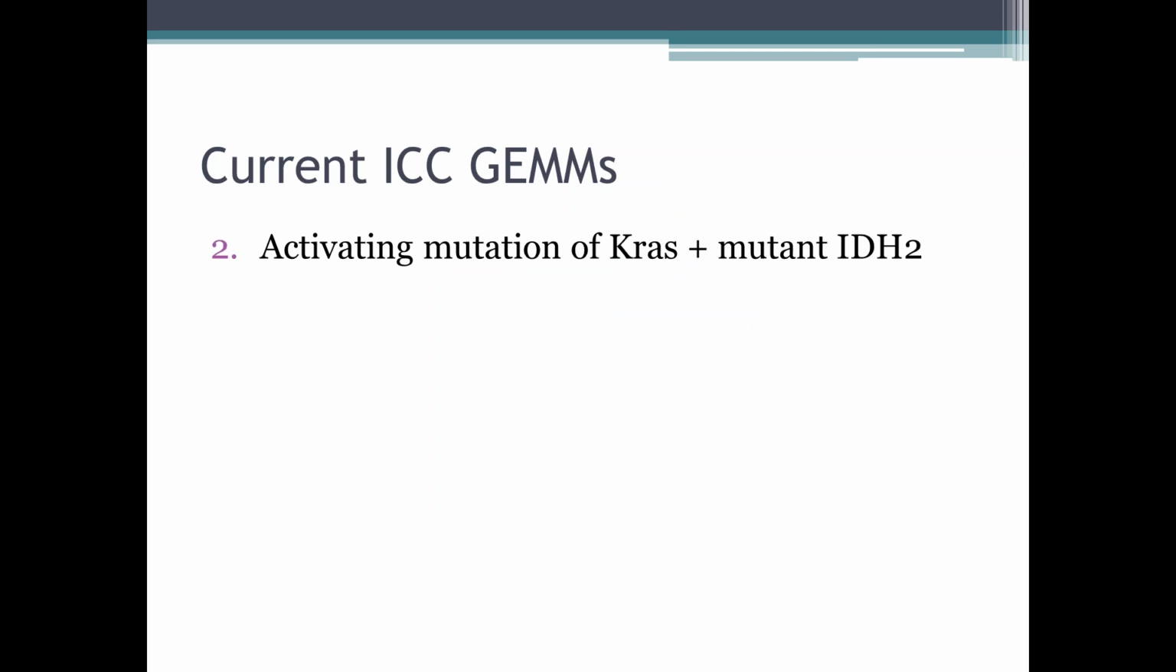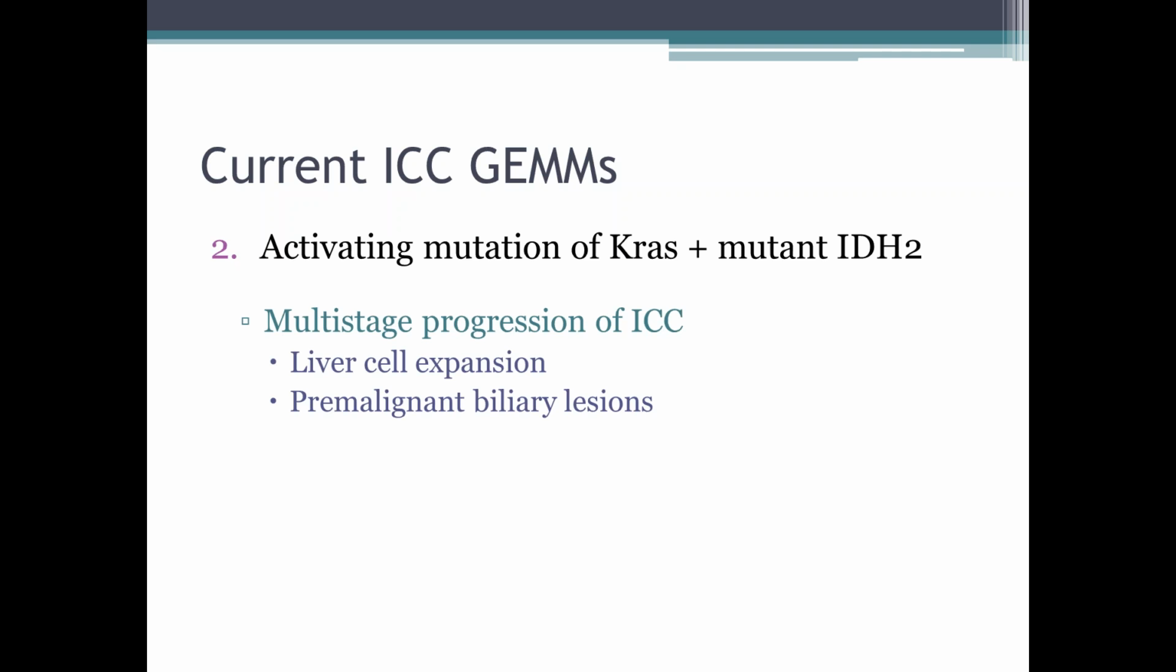The second mouse model that exists is one that also has an activating mutation in KRAS, but it has a mutation in IDH2, which is another gene that's been found to be involved in intrahepatic cholangiocarcinoma. Again, similar to the first ICC GEM, it shows multi-stage progression with first liver cell expansion, and then you go into pre-malignant biliary lesions, and finally full-blown ICC.